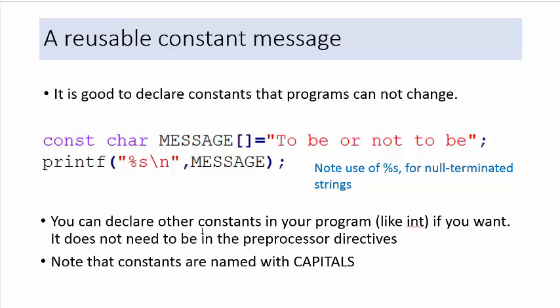So you can declare other kinds of constants in your program, like an int constant if you want. Just be sure you declare things with a capital letter. It does not need to be in the preprocessor directives like we have been doing. Something like pi, the number pi, that's a good one to declare in your preprocessor directives, because it might be that pi is used by all kinds of functions and modules and macros everywhere in a giant program that you're developing. But a lot of constants are better declared within your program, or even just within your function, so that they're local only to your function.